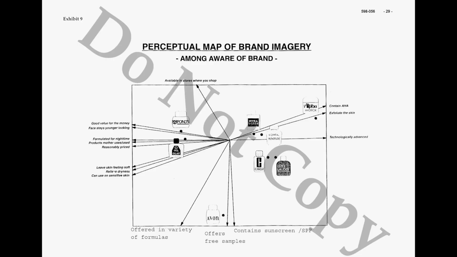Then the third relationship that you're looking for is two vectors that move in opposite directions. Where are those? Technologically advanced and products mother uses. Okay, so they're going in totally opposite directions, right? So what does that mean? Trade-offs, right? So these are basically trade-offs. So for my brand, if I score high on technologically advanced, I'm going to score low on products mother used, right? See, those are basically trade-offs.